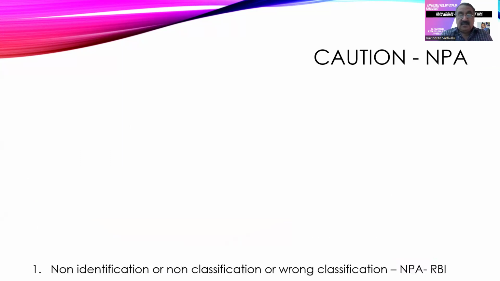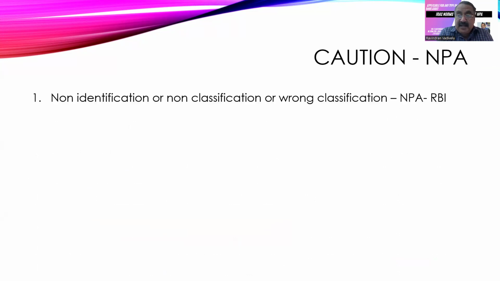Before going to the presentation, I want to give a caution to all the fellow members who are going to do the bank audit. This is a very, very important thing: non-identification, non-classification, or wrong classification of NPA. Definitely, you will be getting a notice from the Reserve Bank of India if you have not done the non-performing assets classification correctly. So you have to classify the NPA correctly as per the RBI norms.